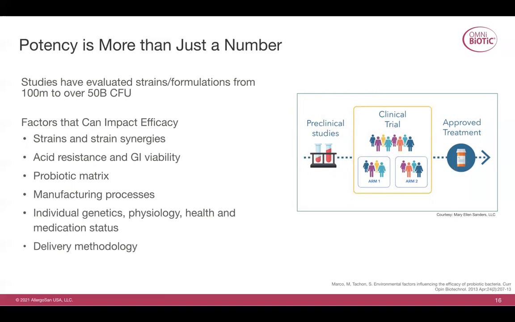So factors that could impact efficacy: the strains, the strain synergies, as we've already said, whether a particular organism is acid resistant and able to survive in the GI. What is the probiotic matrix? Are there prebiotics or other things in that supplement that are actually feeding those bugs while they're in transit? What's the manufacturing process? What does their quality control look like? Obviously, individual genetics and physiology are going to come into play when we're looking at how effective it is. And then the delivery methodology.